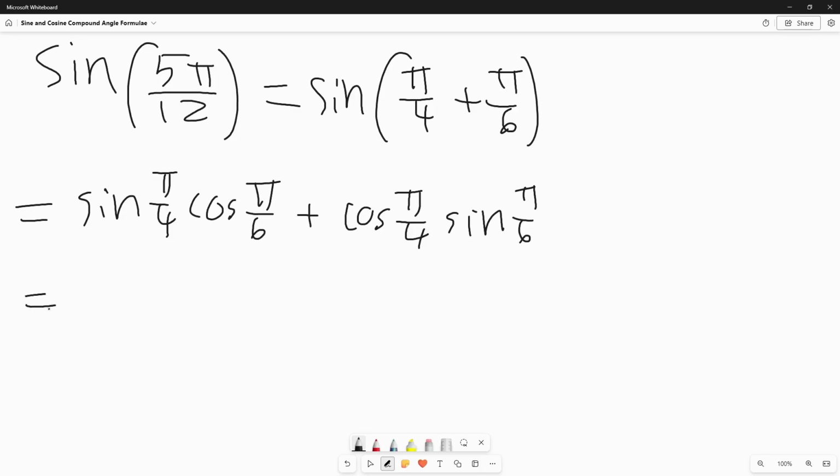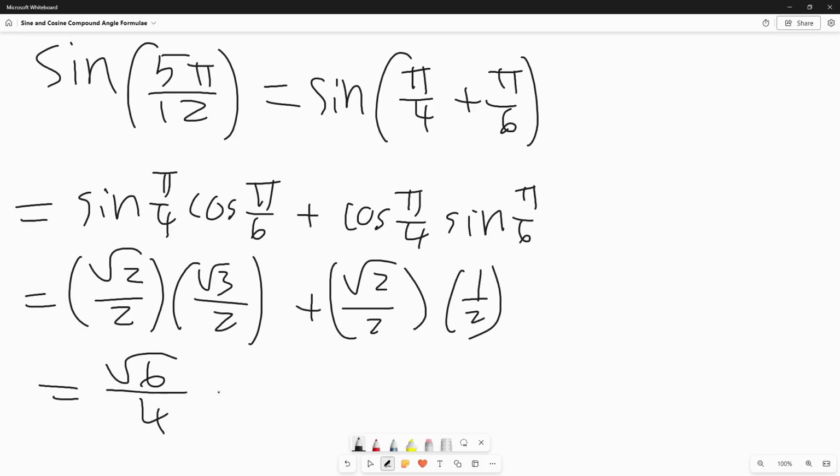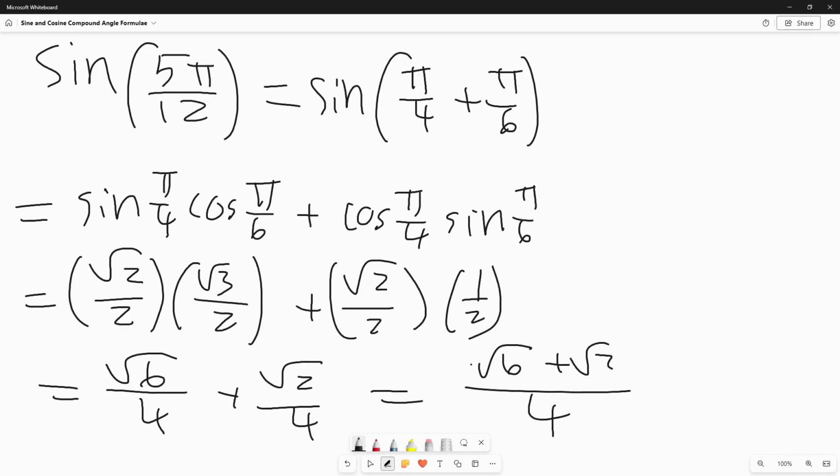And then we already know all the values in here. So we can say this is equal to square root of 2 over 2 times square root of 3 over 2 plus square root of 2 over 2 times 1/2. And now this is just basic math. So this is equal to square root of 6 over 4 plus square root of 2 over 4. And this is equal to square root of 6 plus square root of 2, over 4. And this is our answer.